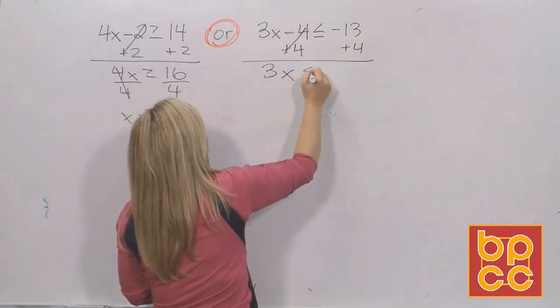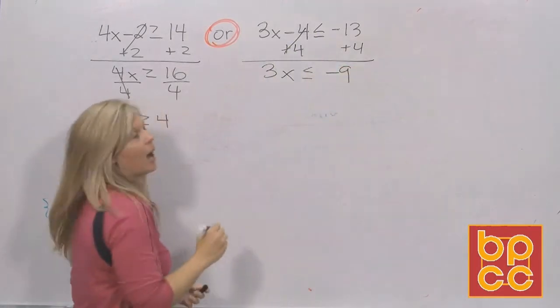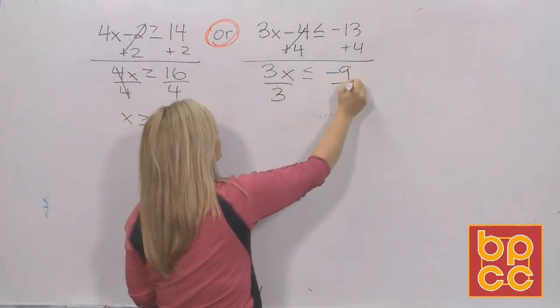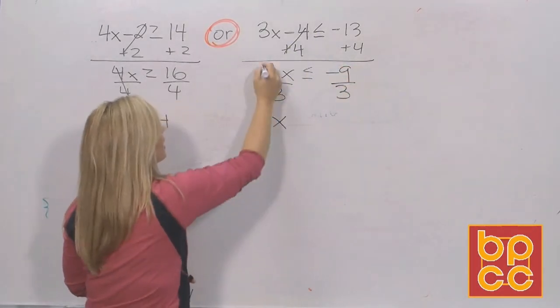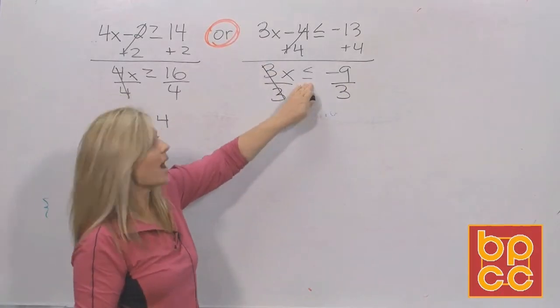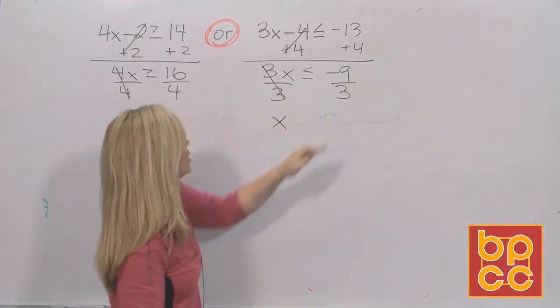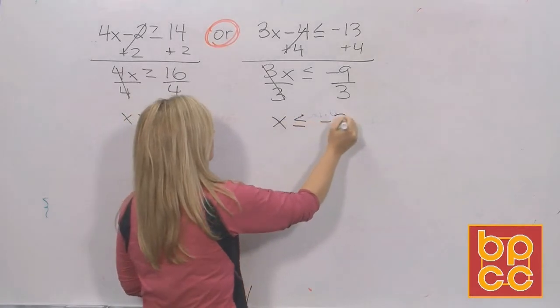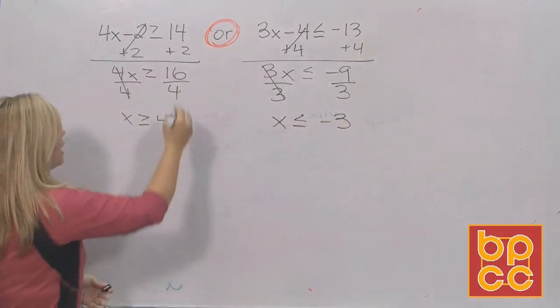3x is less than or equal to -9. I'm going to divide by 3. Am I going to switch the symbol? No, I'm not. I'm dividing by a positive, so the symbol stays. Okay. And I'm going to bring down this word.